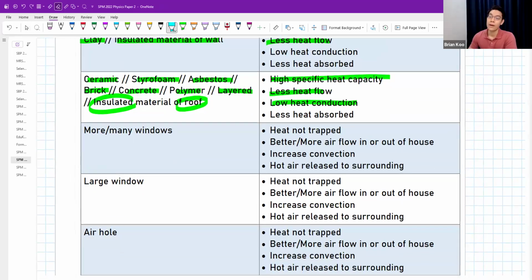Windows: more windows, many windows, large windows, you get separate marks. Heat is not trapped. Got a lot of windows, the air can move in and out. You can increase convection. Convection meaning airflow, air movement. Okay, hot air is released to the surrounding. The reasons are the same.